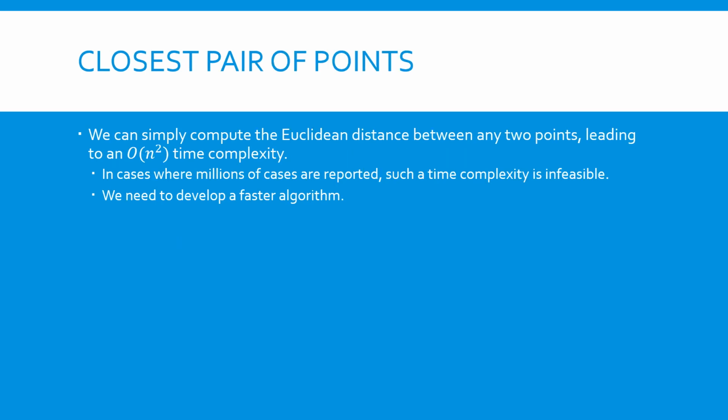The naive solution to the problem is to compute the distance between all pairs of points. This strategy would take O(n²) time complexity, where n is the number of points in the 2D space. In reality, we could have millions of reported cases. In this scenario, an O(n²) time complexity is obviously too slow to be feasible. Therefore, we need to develop a faster algorithm.